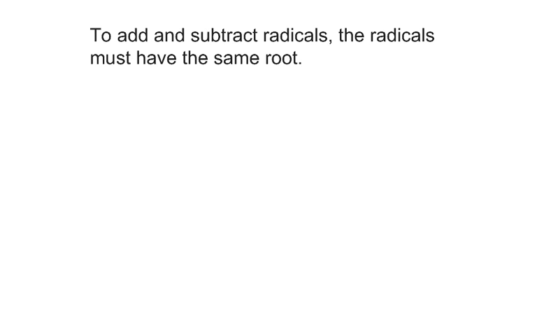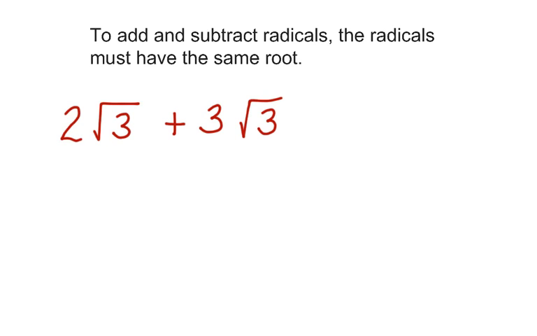Do you know how to add and subtract radicals? To add and subtract radicals, there's a rule that you have to follow. To add and subtract radicals, the radicals must have the same root. For example, if you have 2 square root of 3 plus 3 square root of 3, these radicals have the same root, and so you can add them.